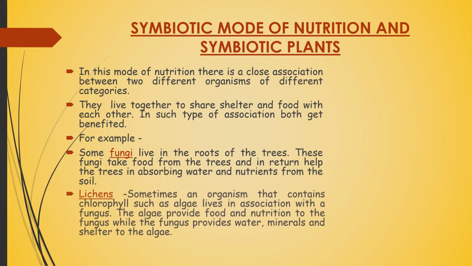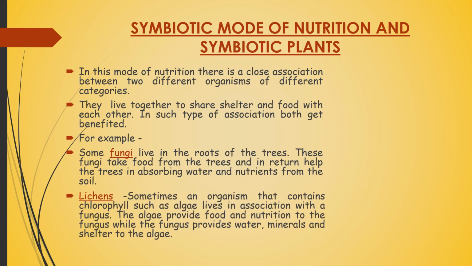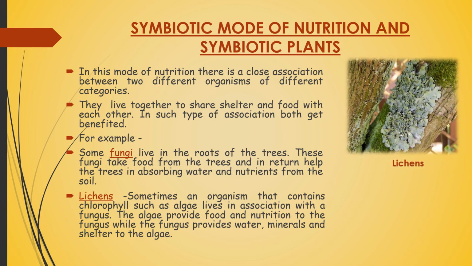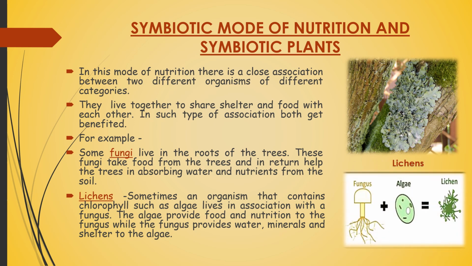Another example is lichens. Sometimes an organism that contains chlorophyll, such as algae, lives in association with fungus. The algae provide food and nutrition to the fungus, while the fungus provides water, minerals and shelter to the algae. Means both are benefited.